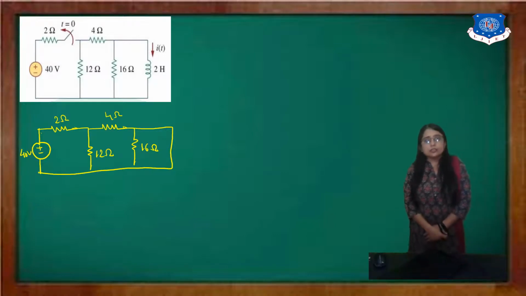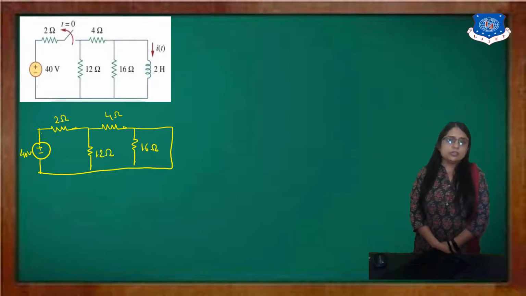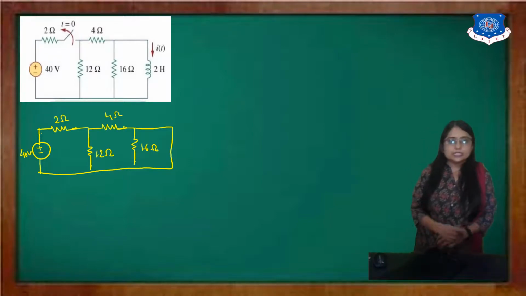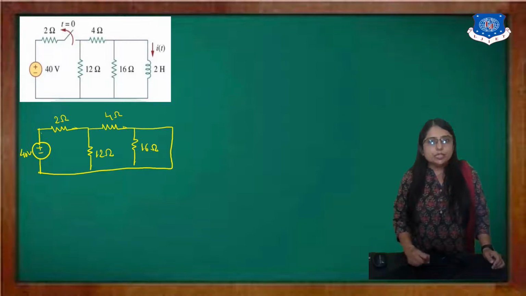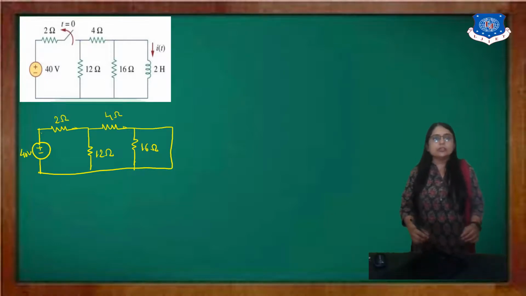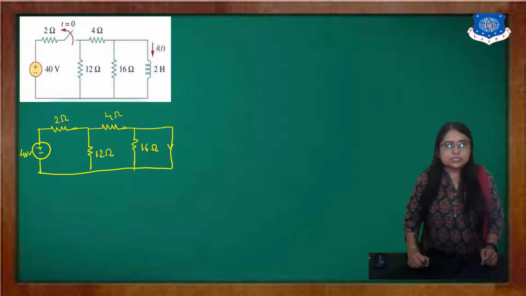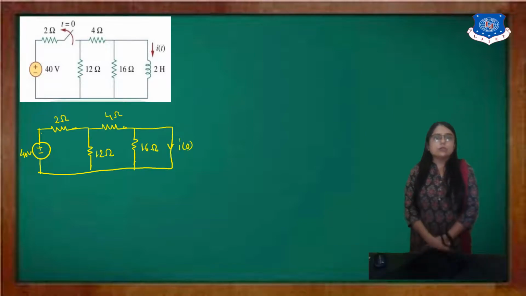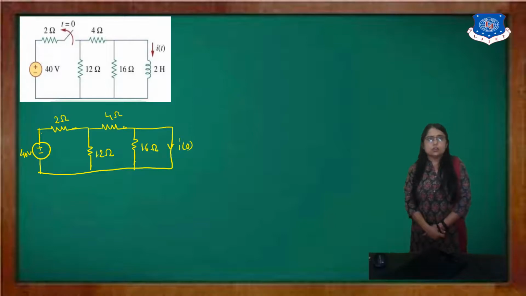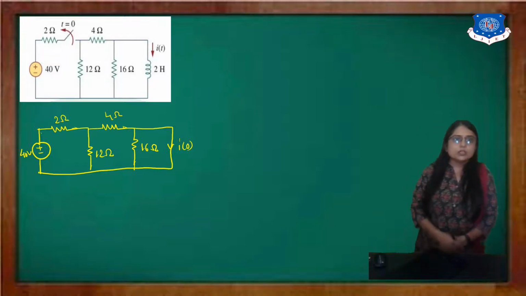Now, if nothing is given to you regarding the initial condition, then we will consider that as a final condition, or we can say a steady state condition. And we know that in steady state condition, the inductor is represented as a short circuit. This current is known as I of 0 minus or plus, or you can write down I of 0.